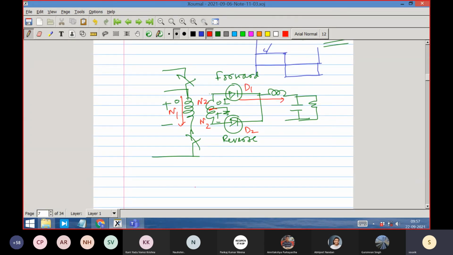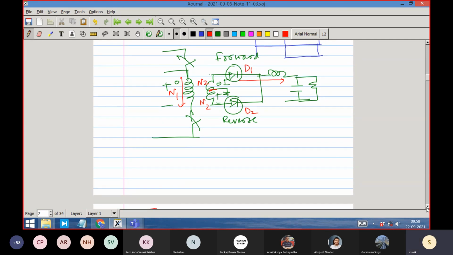So this is the current, and now D1 is conducting. Then you turn it off. What will happen? Just one issue I wanted to tell you: you turn it off, and then what happens is this. I'm complicating.